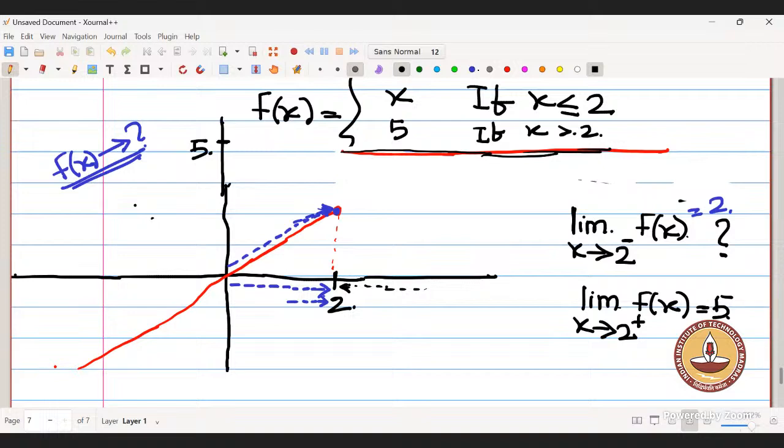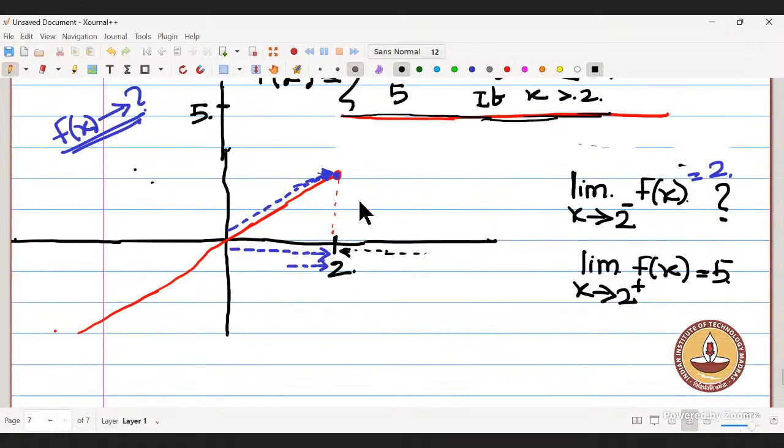Clear? What are you saying, sir? The left hand limit and right hand limit are different for this function at x equal to 2, right? Right, sir. So the limit doesn't exist. Yeah. So these two things are different, and that's why your limit doesn't exist. Right, sir.